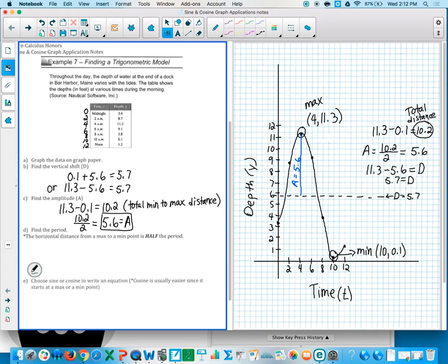And in this case, I find it's a little easier to use the cosine because we have our max and our min points. So I'm actually going to do two cosine graphs. It says to choose either sine or cosine. I'm going to do cosine. I'm going to start writing that.